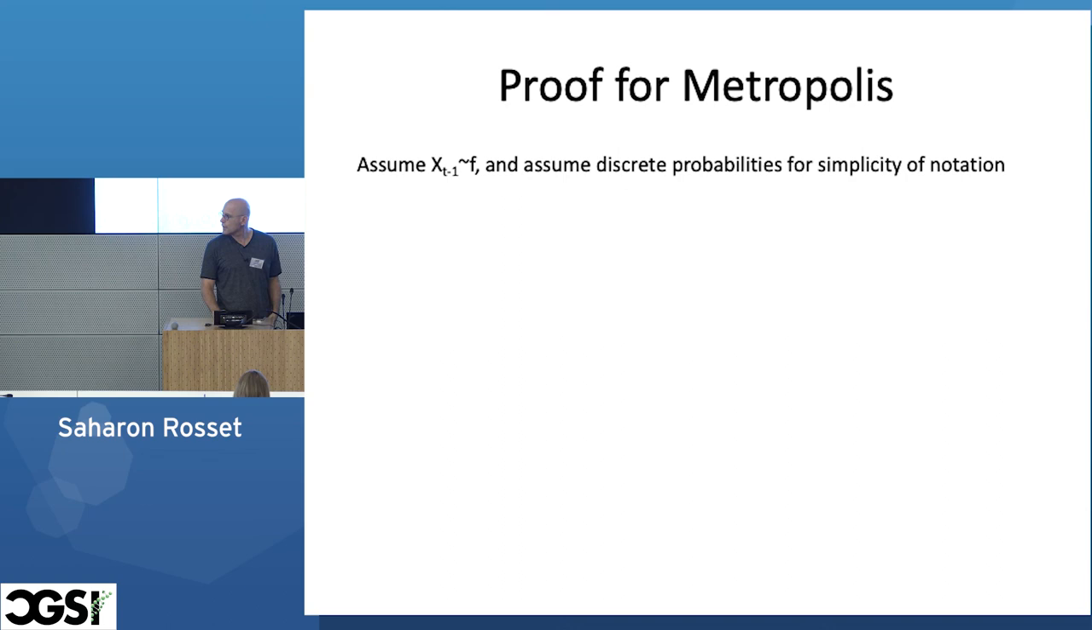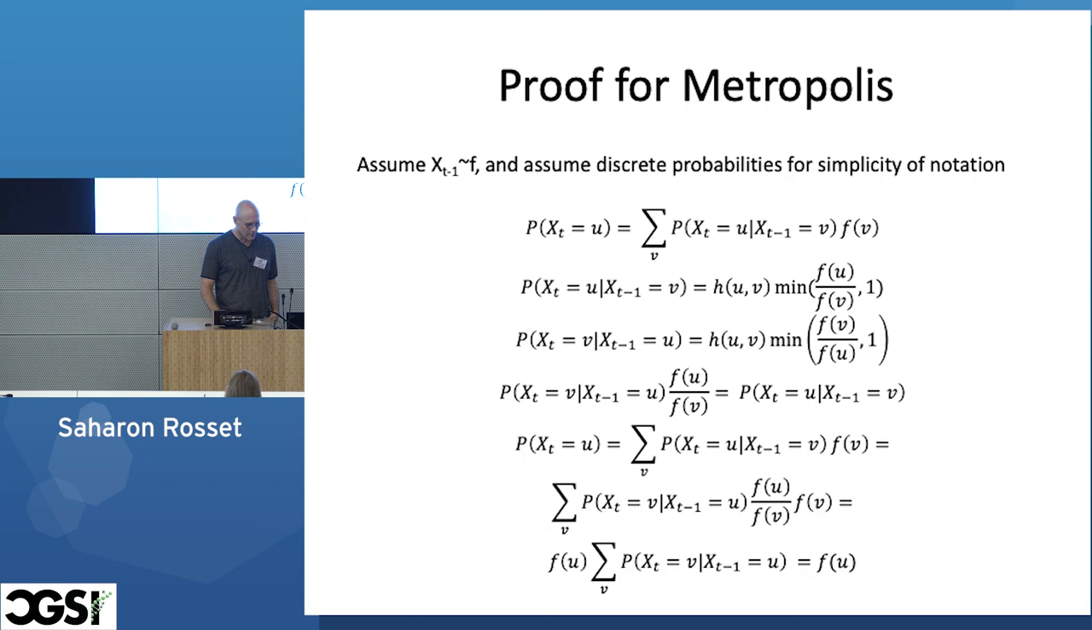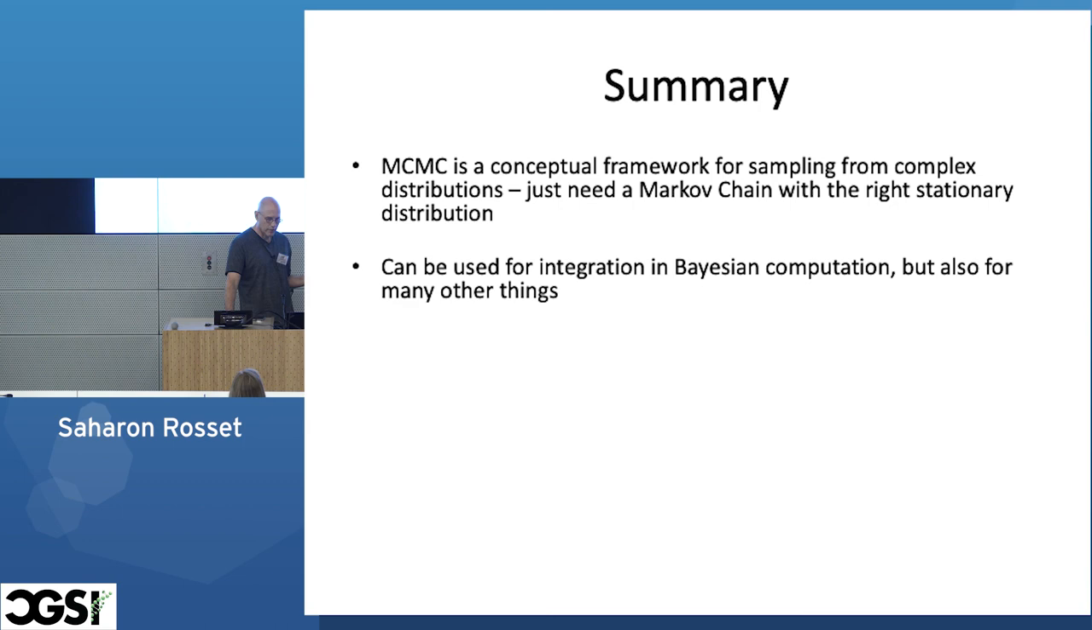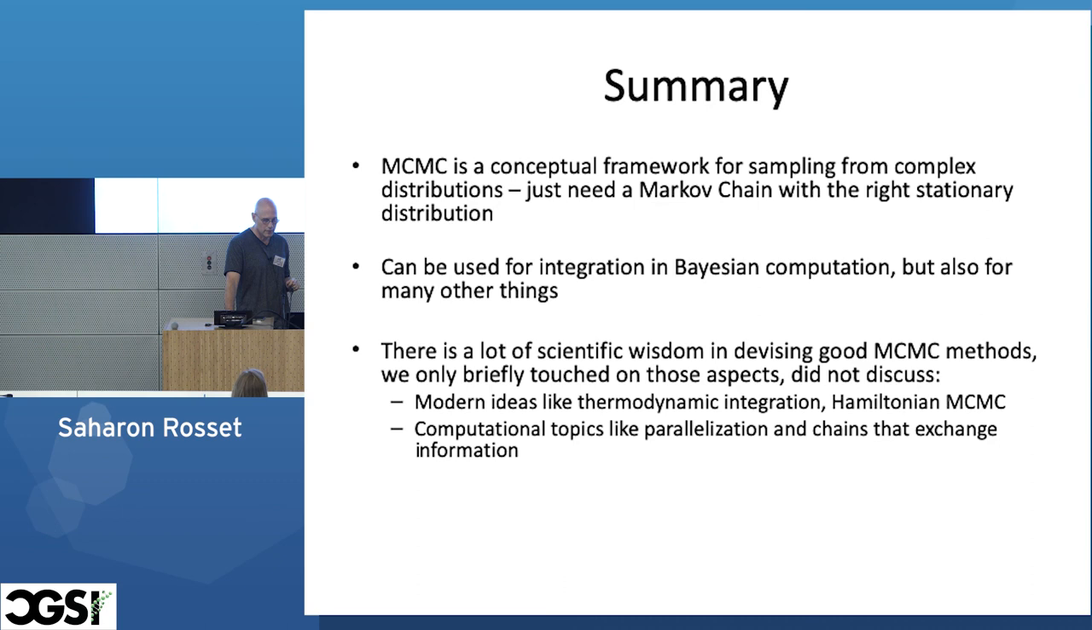I don't have time to prove the Metropolis algorithm. It's a very cute proof, and I can show it to anyone who's interested. So to summarize, MCMC is just a conceptual framework for sampling from complex distributions, saying you need a Markov chain with the right stationary distribution, and then you can use that to sample. I started from talking about Bayesian computation, then moved away from it, but still the most important application of this whole paradigm is Bayesian computation, certainly in biology and genetics.